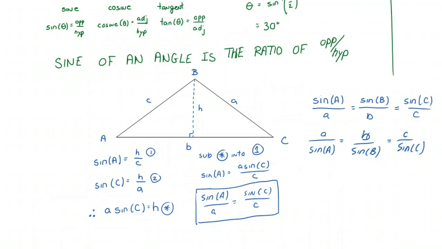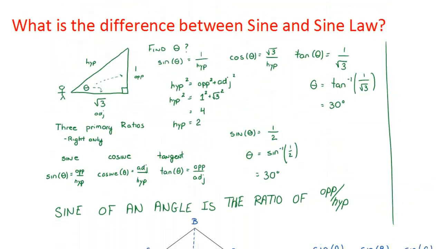So, just to sum up, what's the difference between sine and sine law? When we talk about the sine of an angle, we're talking about the ratio of the opposite to the hypotenuse, and that ratio can only be taken from a right angle triangle. So our primary trig ratios, and there are 3 of them, apply to right angle triangles.